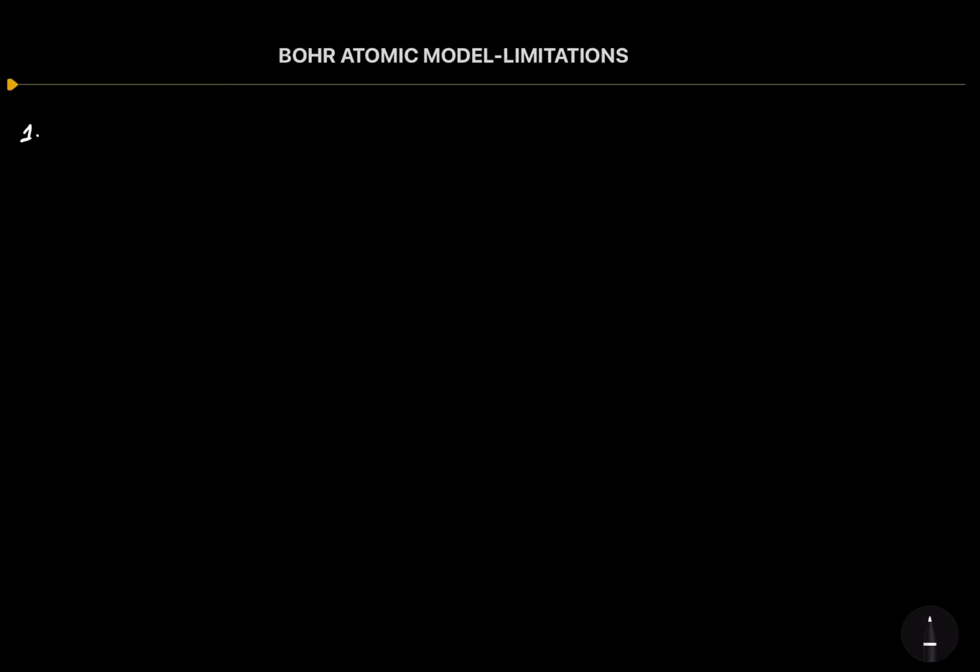My dear students, today I am going to discuss the limitations of the Bohr atomic model. The very first limitation is that the Bohr atomic model was applicable only to unielectronic systems, that is, elements having only one electron. For multi-electronic systems, this model failed because Bohr sir ignored the inter-electronic repulsive forces between the electrons of a single element.